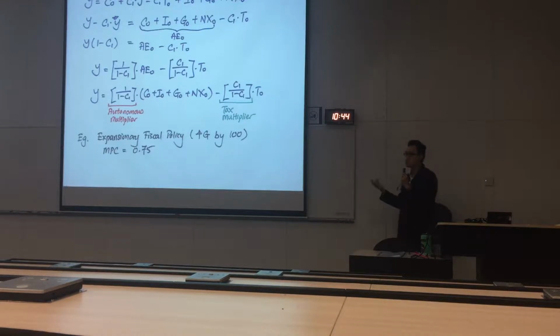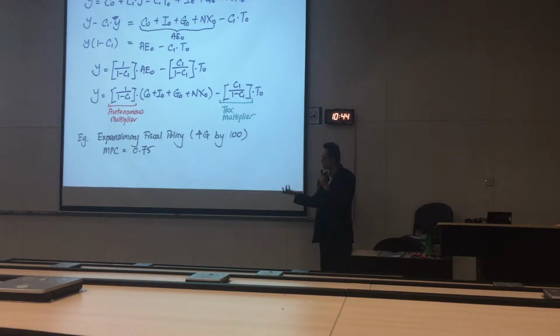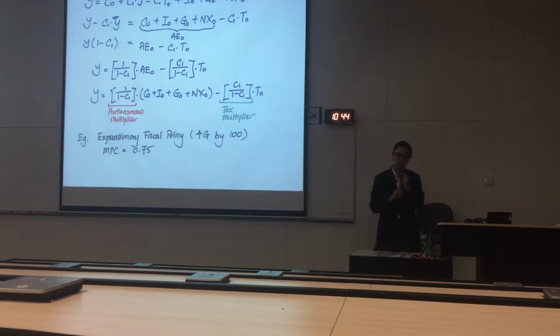Okay, it could possibly turn out like this. So if you remember, if we have an expansionary fiscal policy where G goes up by 100.